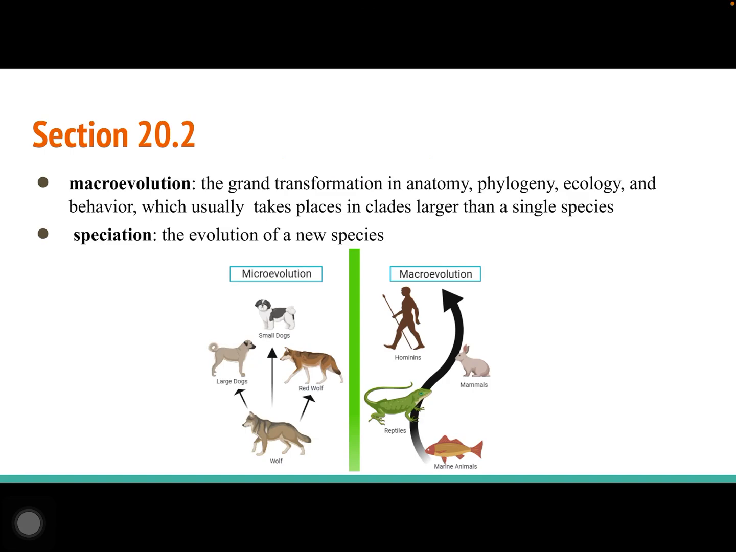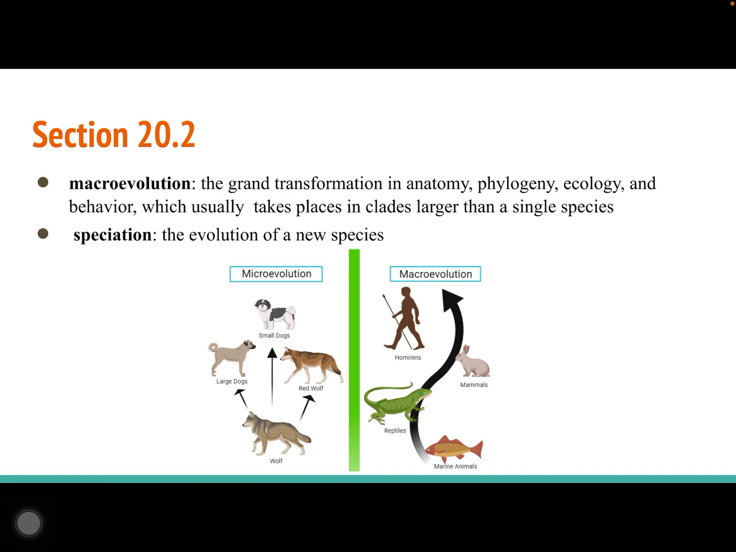Okay, so 20.2, we're going to talk about evolution and different types of evolution. The first one is macroevolution. That's a grand transformation in anatomy, physiology, ecology, and behaviors, which usually takes place in clades larger than a single species. Macroevolution is where we're really moving from microscopic bacteria all the way to a human. You see that very large change over time.